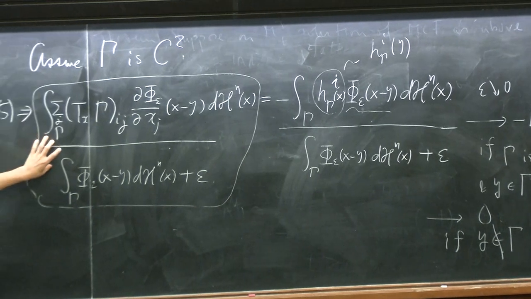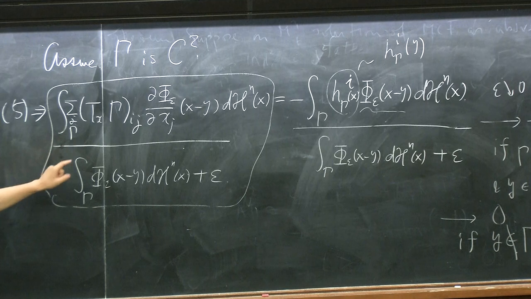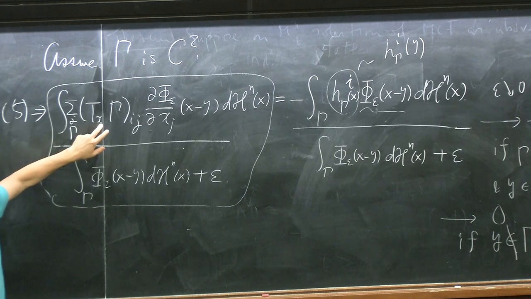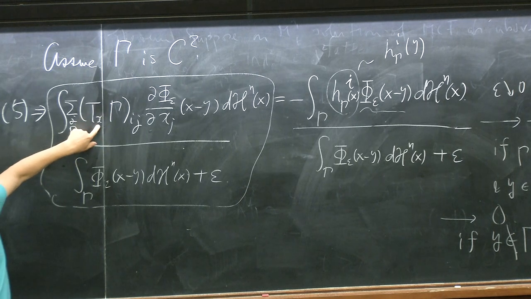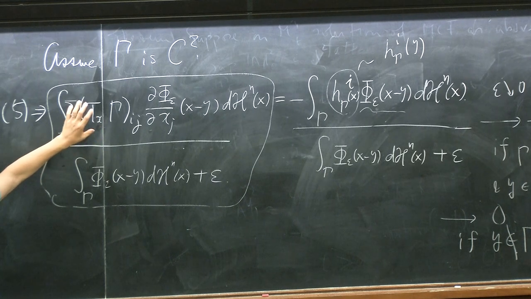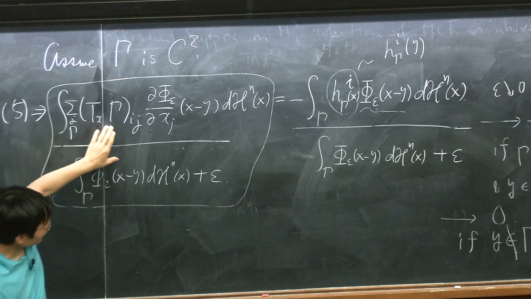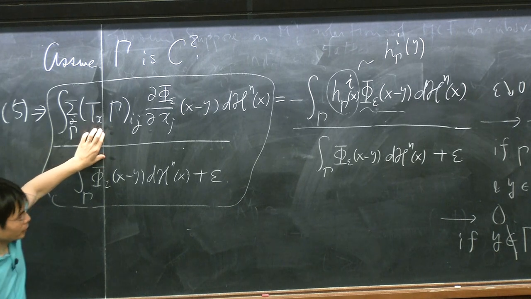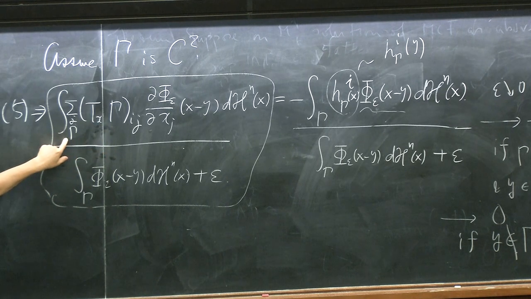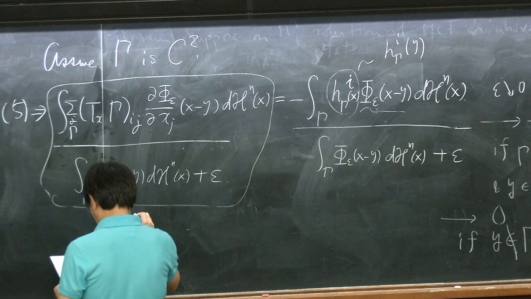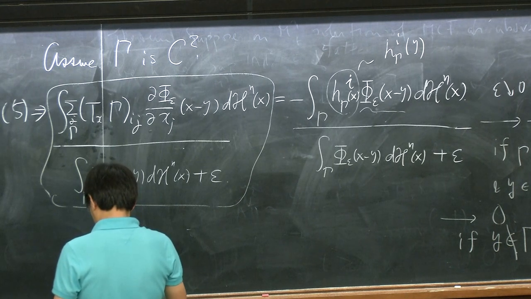Note that this quantity is actually well-defined for a countably rectifiable set, because all you need for this to make sense is that you have the tangent space almost everywhere. A countably rectifiable set does have the approximate tangent space almost everywhere, as I told you yesterday. So this makes sense. I take this side as the approximate mean curvature vector, which makes sense even for gamma, which is just countably rectifiable.